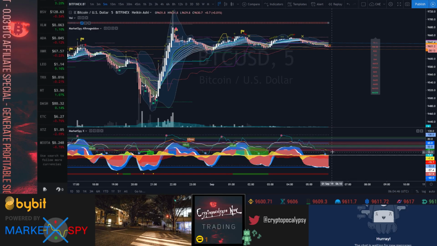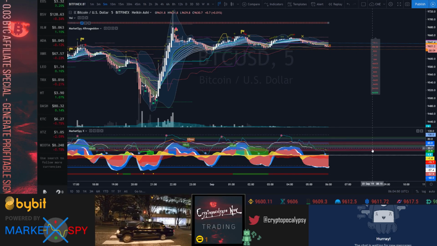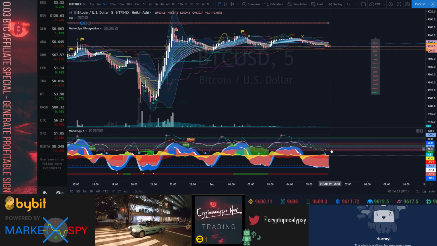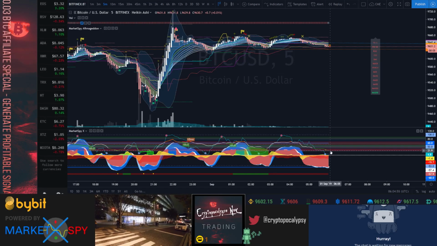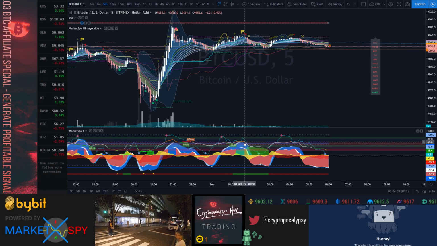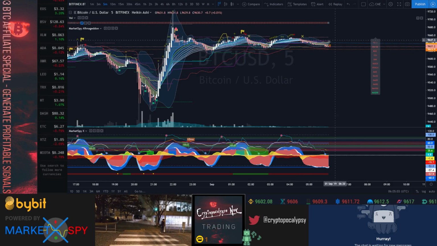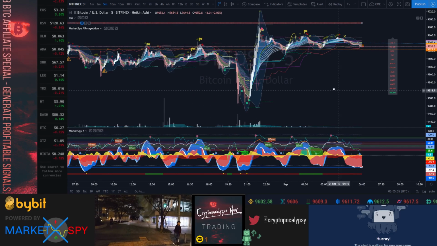And RSI can stay at the bottom and be oversold for a long time. It's right at the bottom. But it's better to take these signals when RSI is at the top, like in this case over here. We don't know if this is going to change or anything like that.